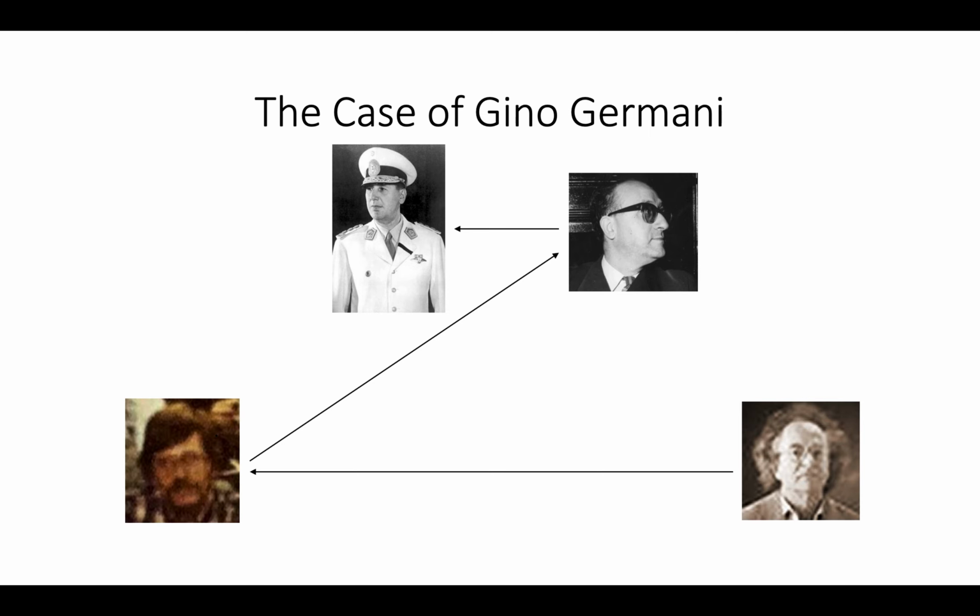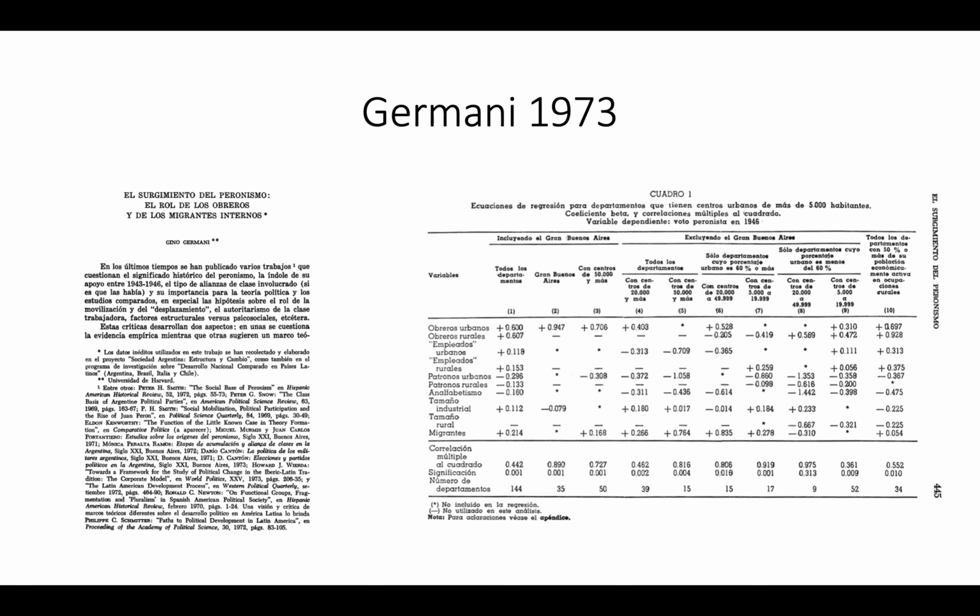In this article, Germani wished to explain the variation in support for Perón in the 1946 Argentinian presidential election. This was a key election for Perón, as it was his first public plebiscite, and would establish his enduring popular appeal to the masses in Argentina.